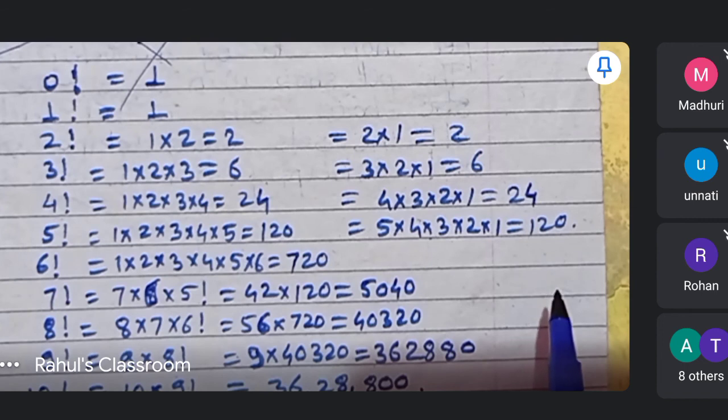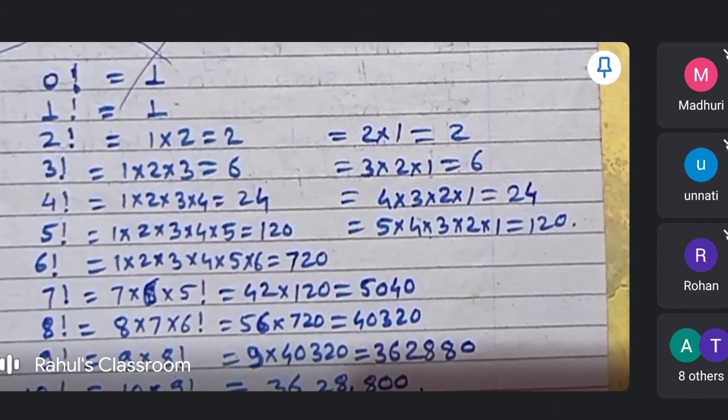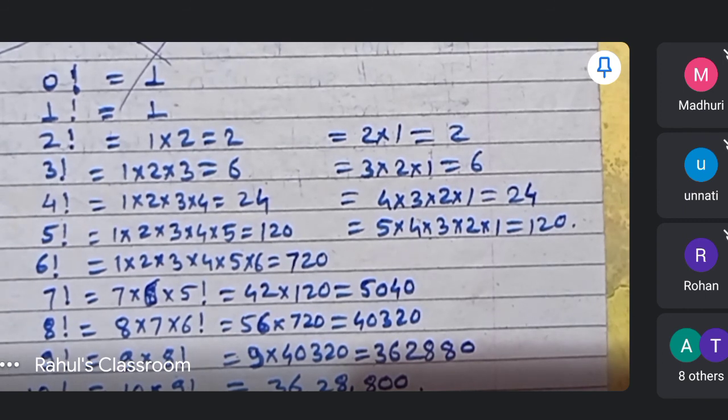Okay. Does everyone understand what is meant by factorial and what is the factorial notation? Factorial notation is shown by the exclamatory mark, and the definition of factorial notation: n factorial means the product of natural numbers from 1 to n, or in descending order n to 1.